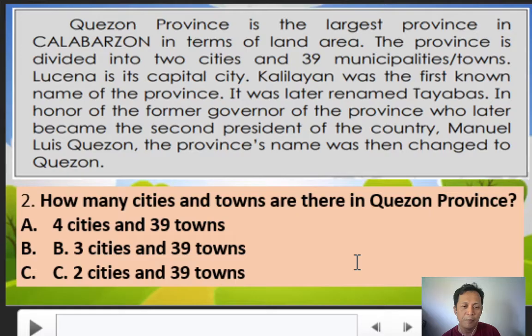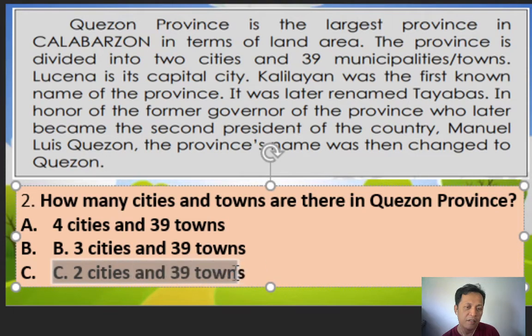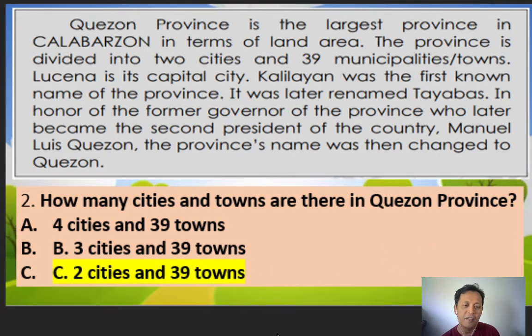Now let us find out if you have gotten the correct answer. The correct answer would be letter C, 2 cities and 39 towns. Correct. You are doing great.